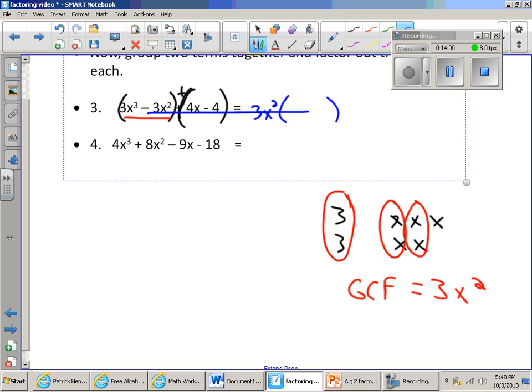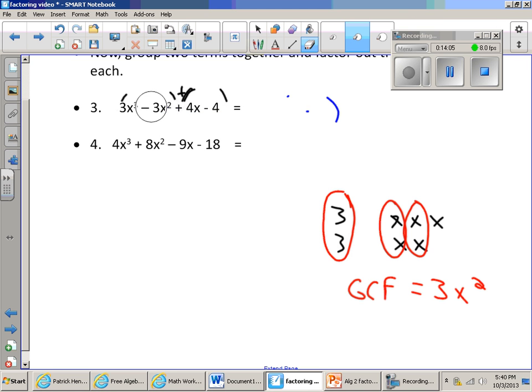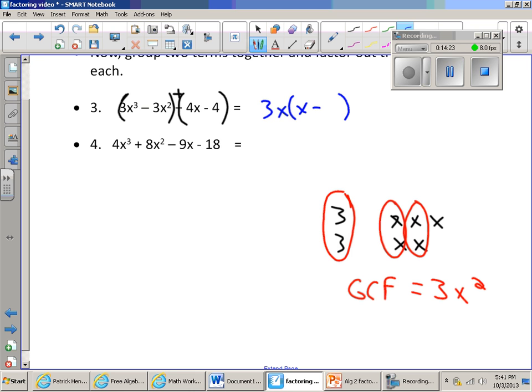Let's bring the minus over. What's left out of the first row? X. What's left in the second row? Nothing. So we don't put a 0, we put a 1. We can check that: 3x squared times x is 3x cubed. 3x squared times 1 is 3x squared.